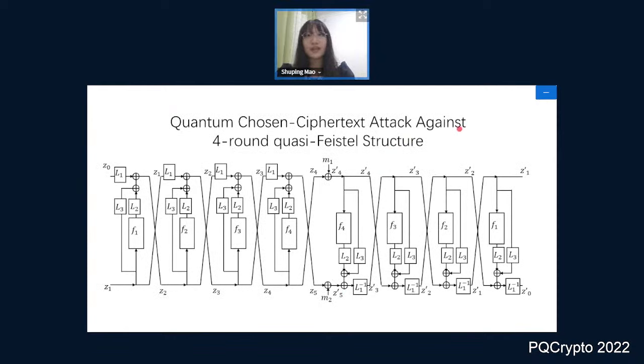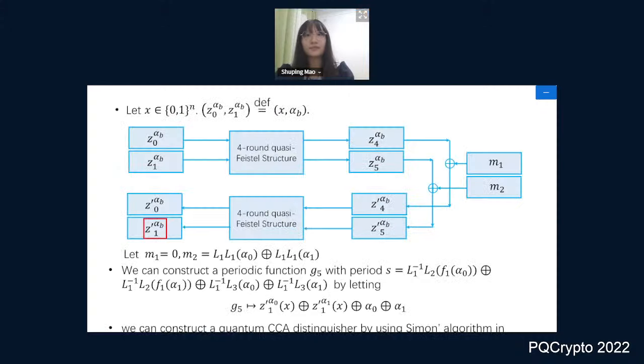And we give a quantum chosen ciphertext attack against 4-round quasi-Feistel structure. This is a 4-round quasi-Feistel structure, and this is the inverse of the 4-round quasi-Feistel structure. The process is shown in this figure. We input Z0, Z1 to the 4-round quasi-Feistel structure, and we get Z4 and Z5. We XOR M1 and M2 to get Z'4 and Z'5. We input Z'4 and Z'5 to the inverse of the 4-round quasi-Feistel structure, and we get Z'0 and Z'1. Let's input as this, and M1, M2 as this. So we can construct a periodic function G5 based on Z1 and alpha, beta with a period s as this. So we can construct a quantum CCA distinguisher by using Simon's algorithm in O(n) quantum queries.